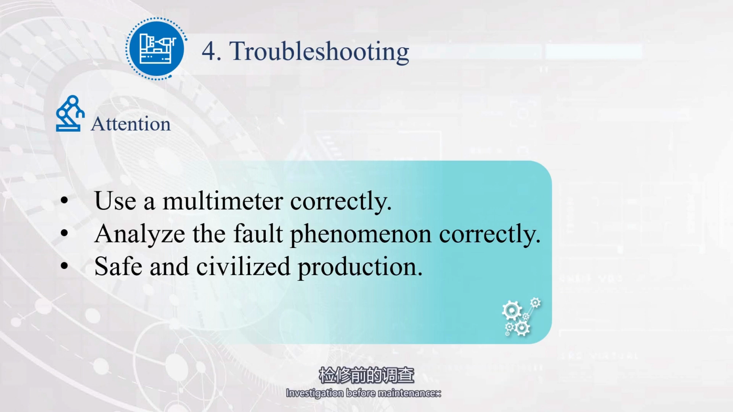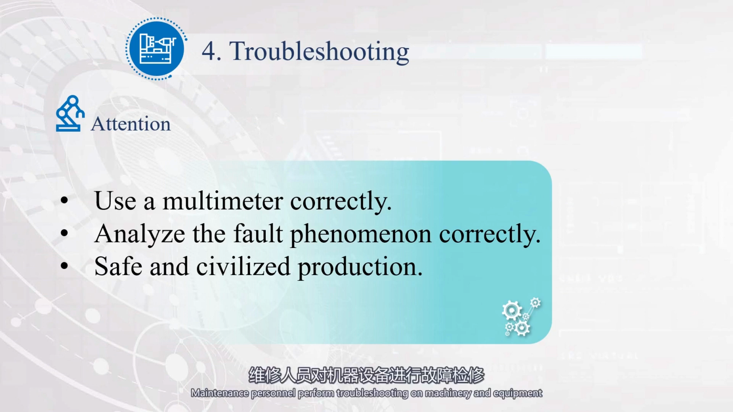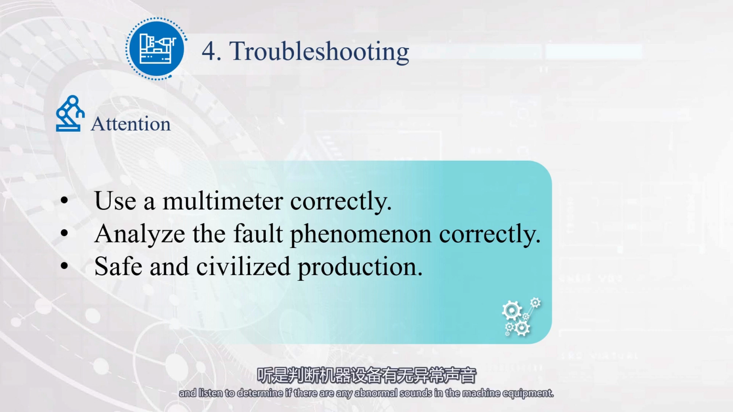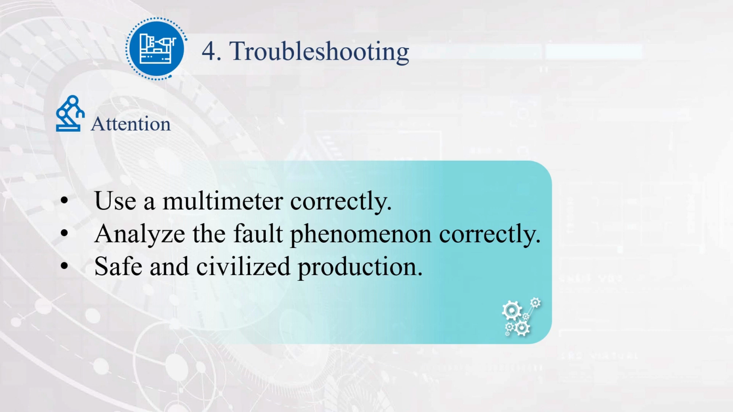1. Investigation before maintenance. Maintenance personnel perform troubleshooting on machinery and equipment, just like doctors treating patients: looking, smelling, asking, cutting, and listening. Look at the fault phenomenon and see if there are any abnormalities on the surface of the circuit. Smell to determine if the circuit is burnt. Ask to communicate with the operator. If there are any abnormalities in the machine equipment, use a multimeter to detect, and listen to determine if there are any abnormal sounds in the machine equipment.